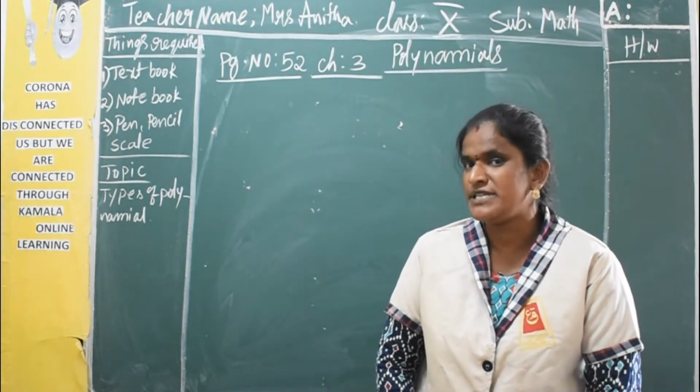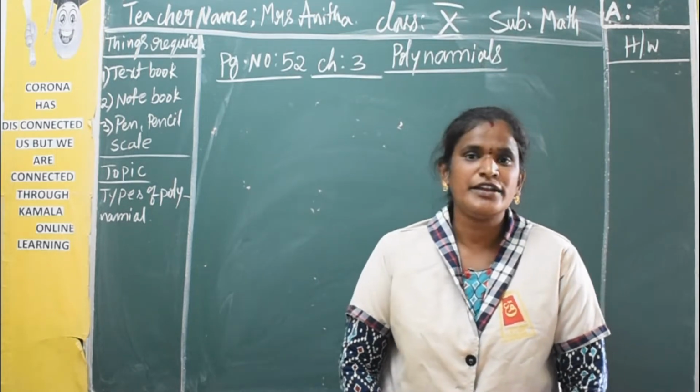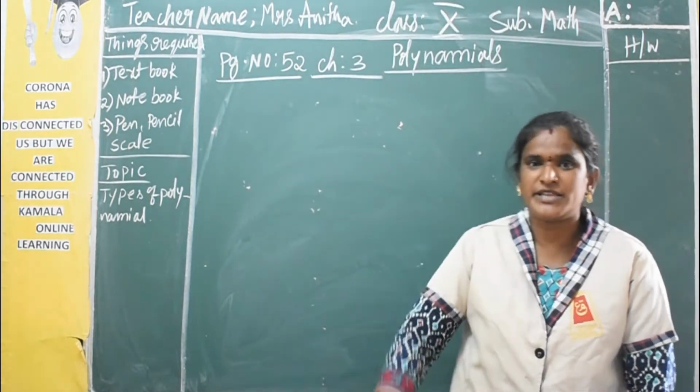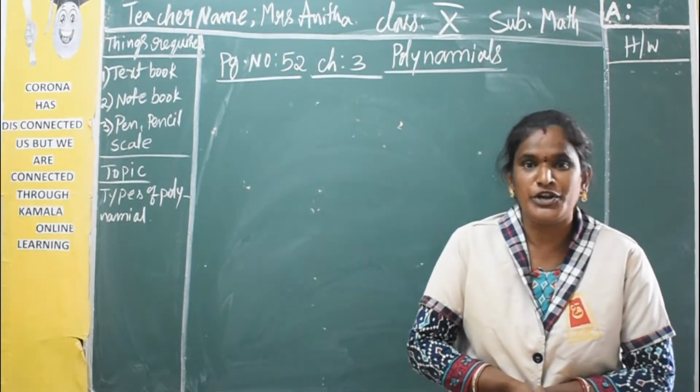Last textbook 2016. That is it. And today we are going to start a new chapter, that is chapter 3. So what is the name of chapter 3? Chapter 3, that is polynomials.